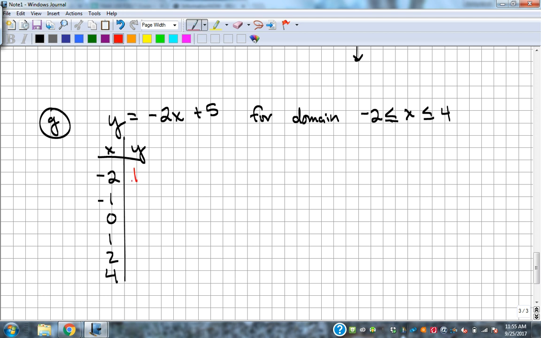So that'd be 1, 2, 2 plus 5 is, wait, hold on, that'd be 9, wouldn't it? And then 8, 5, 3, 1, and then negative 3. Check my math, make sure I did those correctly.